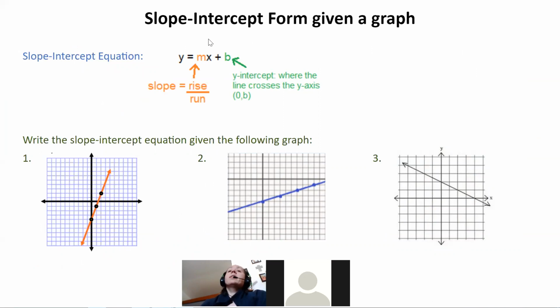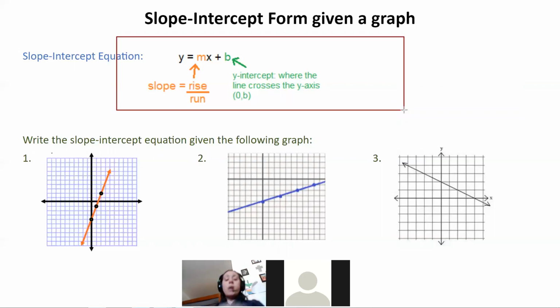Okay, so this is definitely what you guys are going to want to write down right here. Y equals mx plus b. M is your slope. That's the rise over the run. And the b is the y-intercept. It's where your graph crosses the y-axis. And when it crosses the y-axis, your x is always a 0.